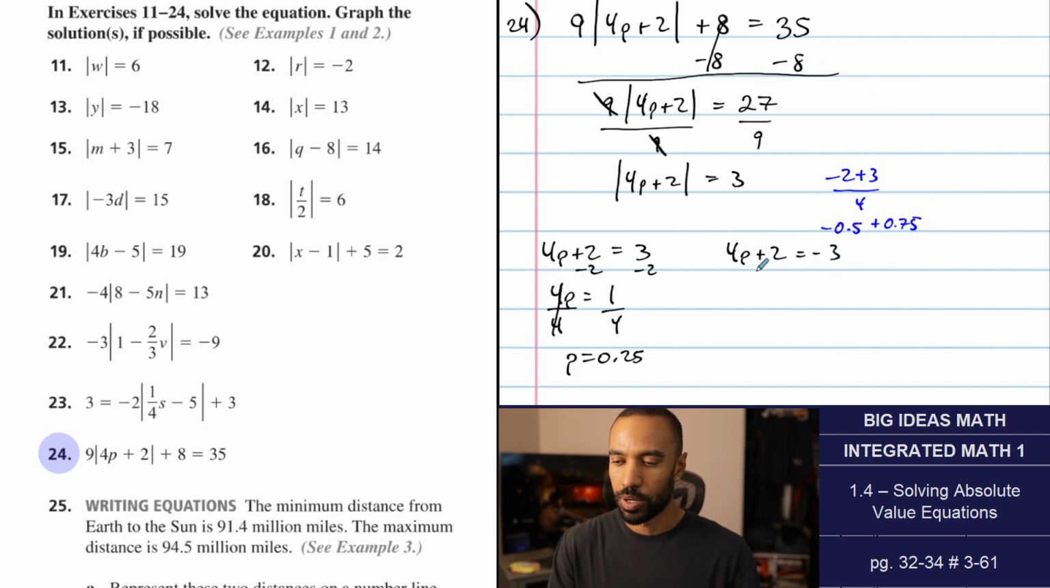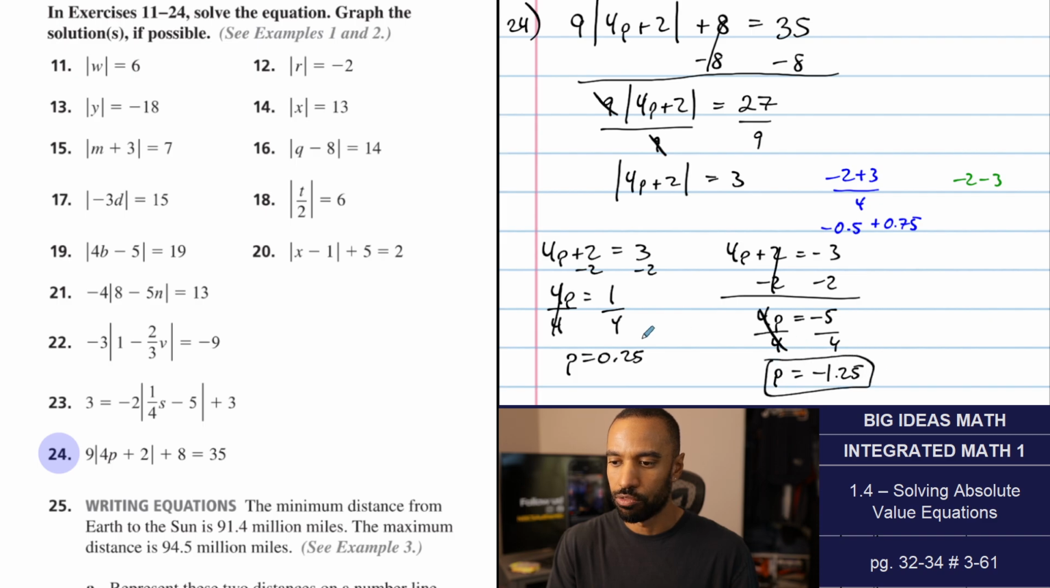And let's take a look at this one here. If we subtract 2 from both sides, we have negative 2 minus 3. From negative 2, we subtract 3. And then negative 3 minus 2 is negative 5. And then we divide both sides by 4 here. Negative 5/4 is an answer, or negative 1 1/4, or negative 1.25.